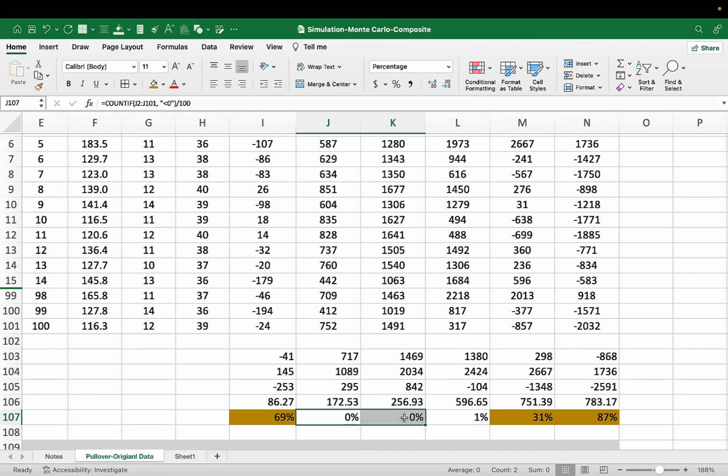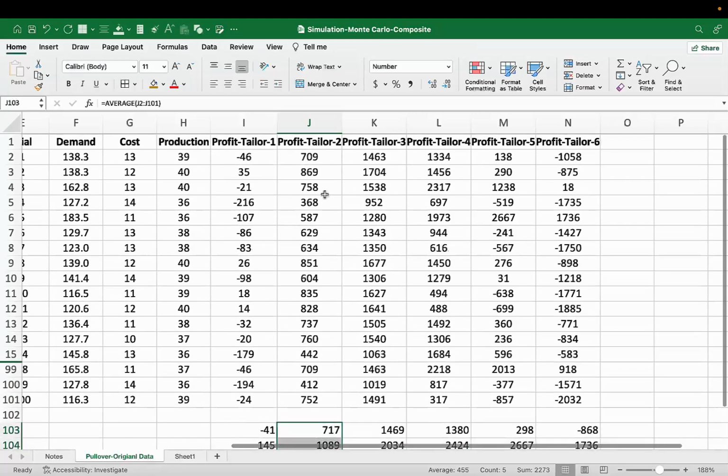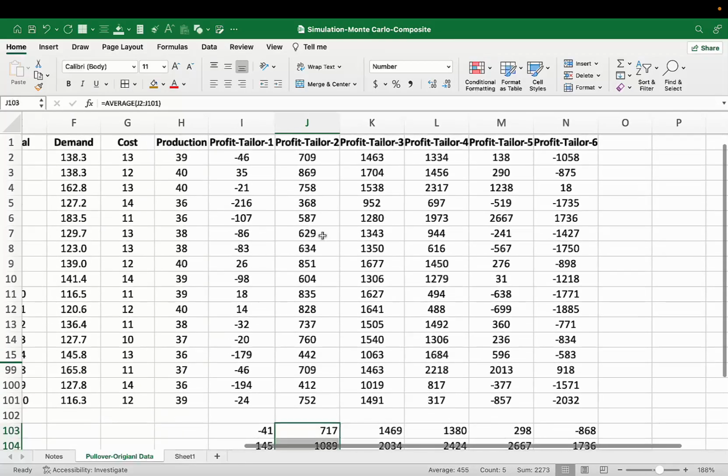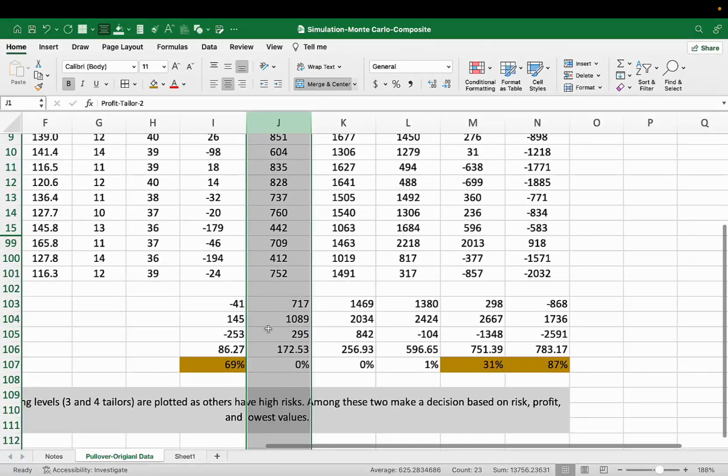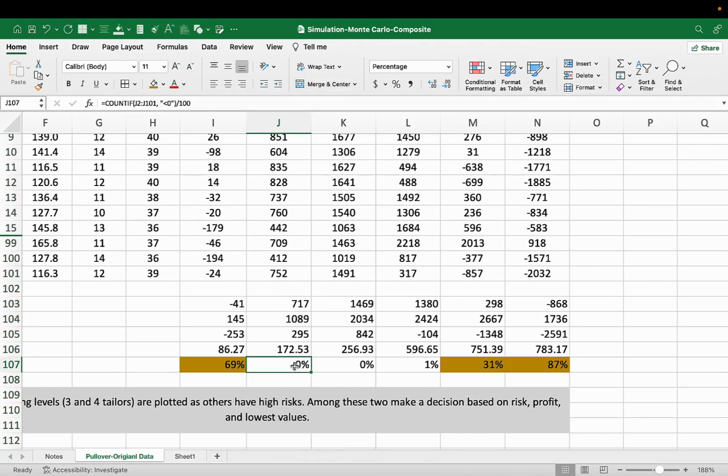But it's a little bit tricky. Tricky in the sense that although there is a little bit of risk, profit is also very high here compared to this one. For example, if we talk about this one, that's the profit from two tailors, as you can see here. Now in this case, although risk is 0, which is a very good thing, profit is also very low.